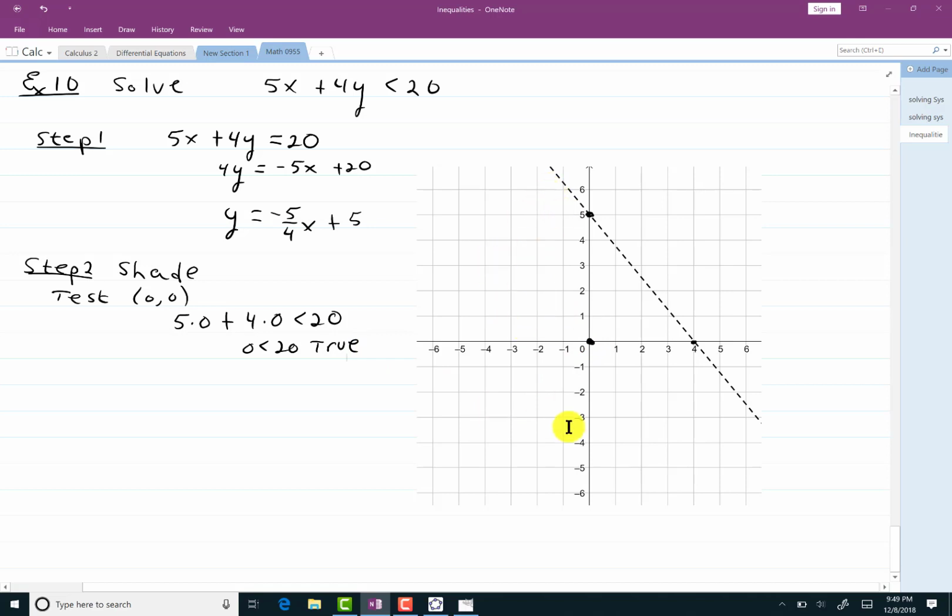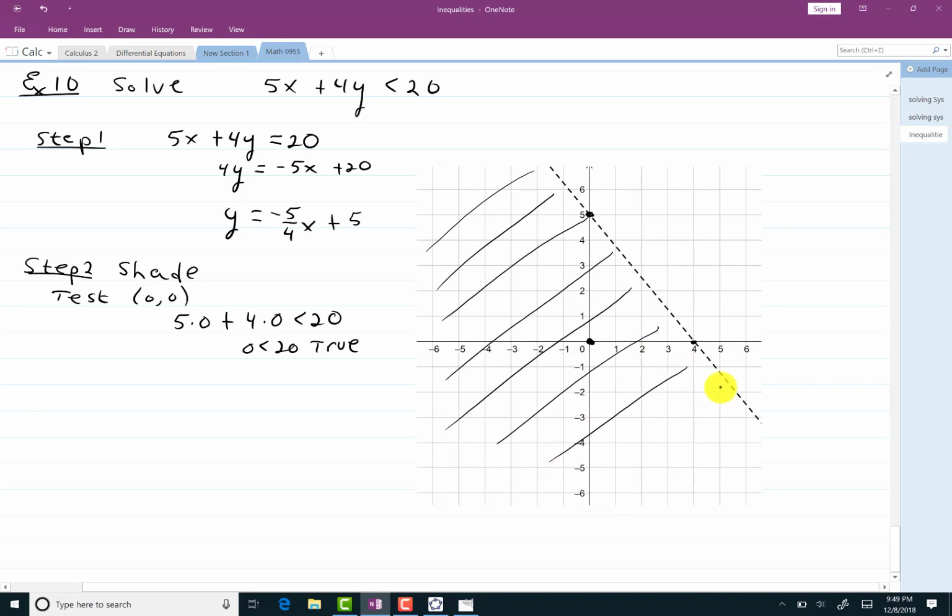So everything below the line is a solution. So I'll indicate that with this kind of shading. You can do more adventurous kind of shading if you want, but anything like this will indicate to me what you're doing.